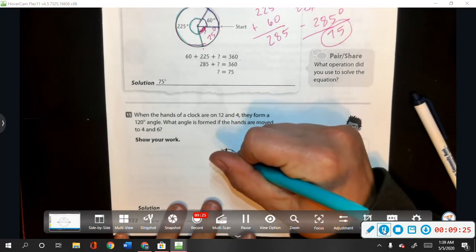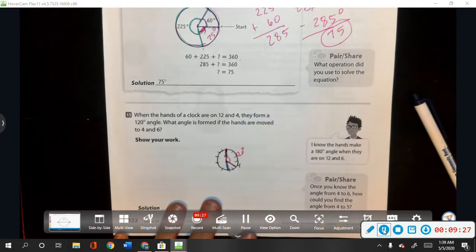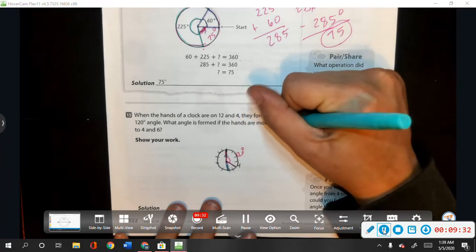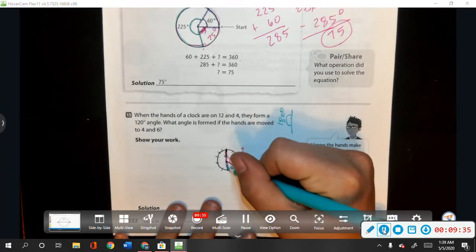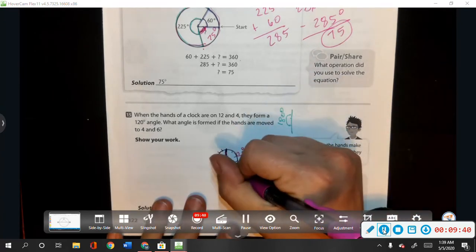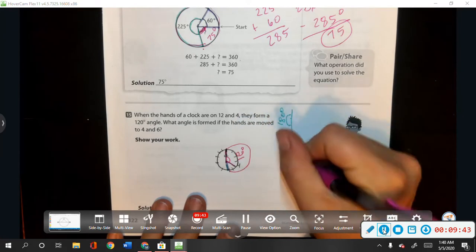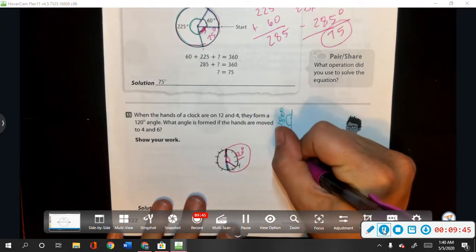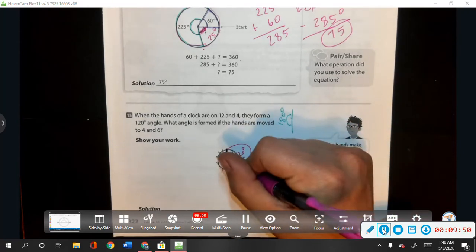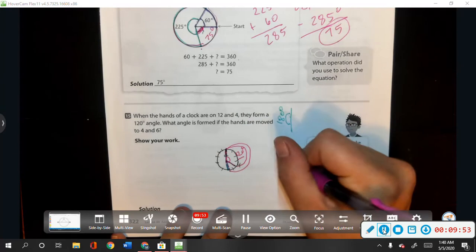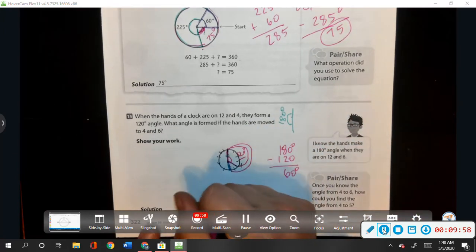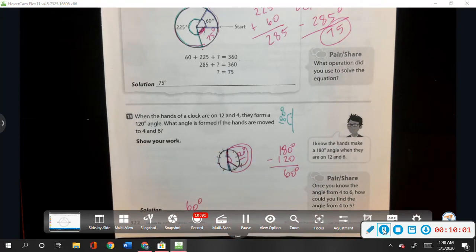We know that from 12 to 6 is a straight line. Well, a straight line is how many degrees? 180 degrees. So between 12 and 6 is going to be a straight line of 180 degrees. If we take our big angle, which is the 180 degrees, that straight line between 12 and 6, and we subtract the angle between 12 and 4, which was 120, we get a 60 degree angle. That was a tricky question.